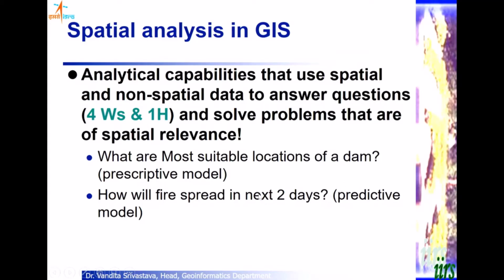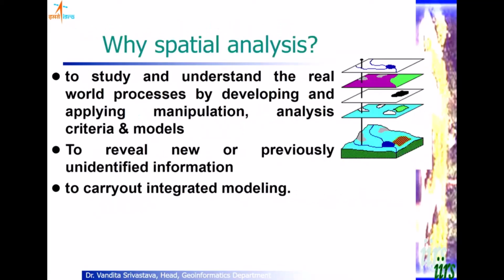You know, we can do descriptive, prescriptive, predictive modeling in GIS. So when I say what are the most suitable locations for constructing a school or constructing a dam, then I am trying to prescribe a model. So this is called prescriptive modeling. Or how the fire will progress in space and in time in the next 2 days if it is ignited at a particular point. So we are trying to predict in space and in time. So this is called predictive modeling. We can also describe the study area, trying to understand how things are. So that will be called descriptive modeling.